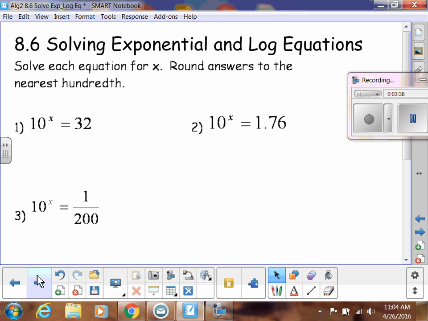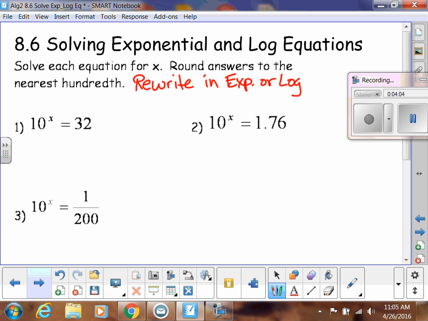I want to remind you about how we use the definition of log to rewrite either in exponential form or logarithmic form. So that's what we're going to do here. So always ask yourself, can I plug this into the calculator? Can I do 10 to the x power? Will it give me a number? No. So I need to rewrite in exponential form or log form to solve.